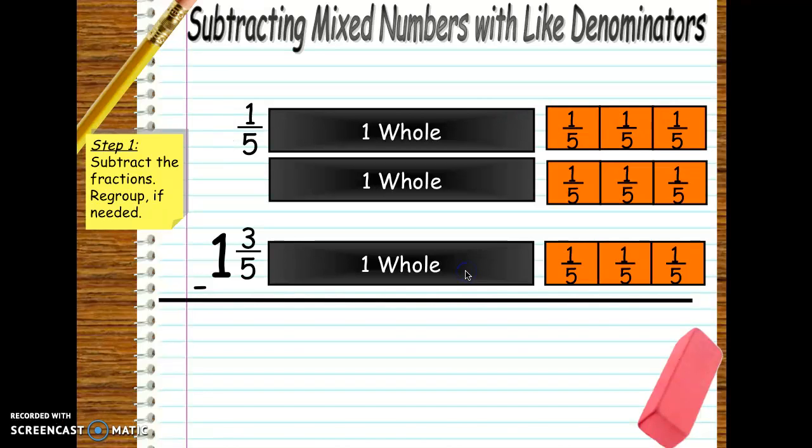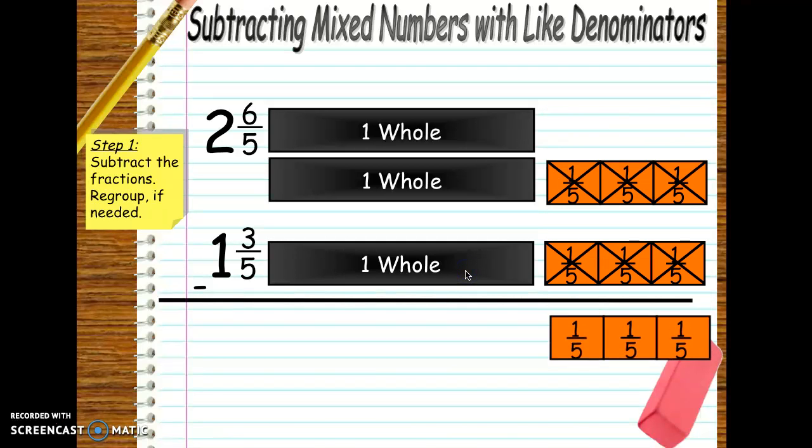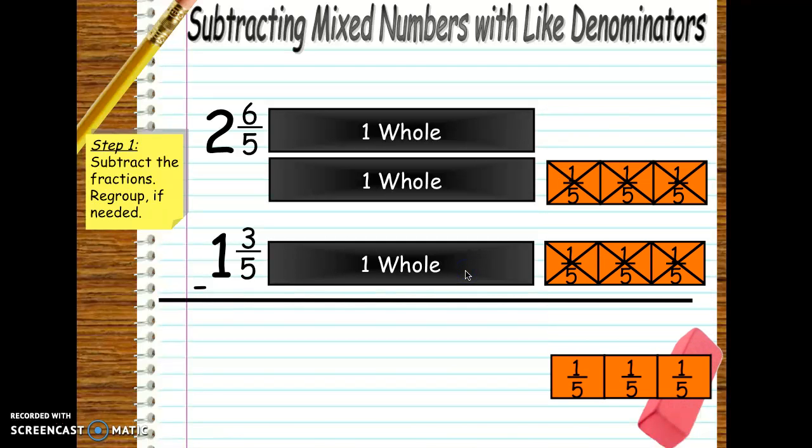And now we have changed 3 and 1/5 into 2 and 6/5. So going back to step 1, we're going to subtract our fractions first. We're going to subtract the same number that's on the bottom from the top, that's 3/5, and we're left over with 3/5.